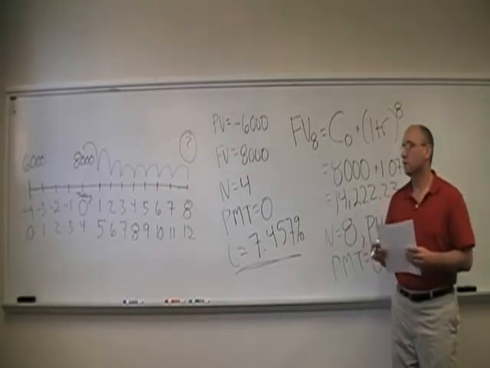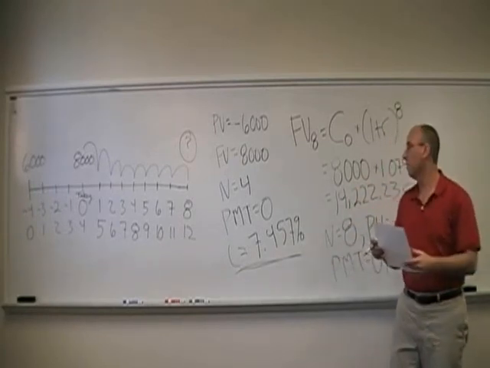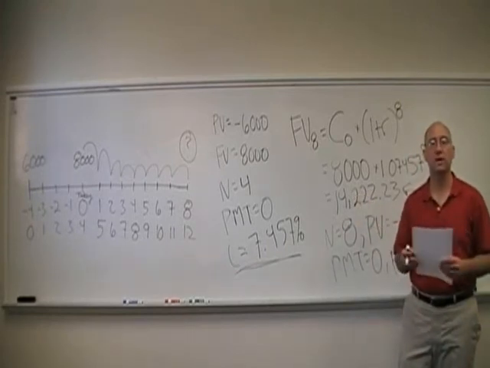So again, if Shani went from 6,000 to 8,000 in 4 years, 8 years from now he would expect to have $14,222 and a little bit of change.